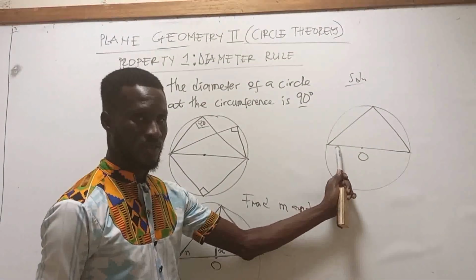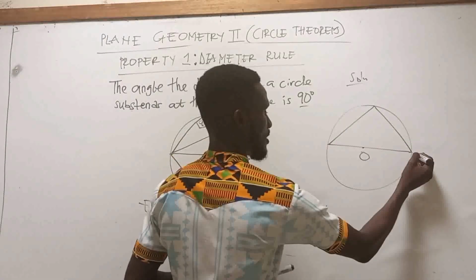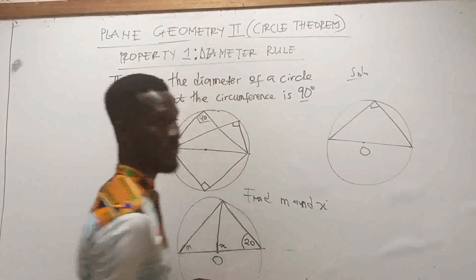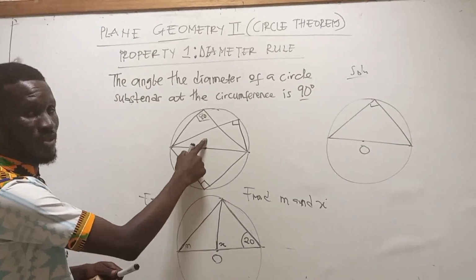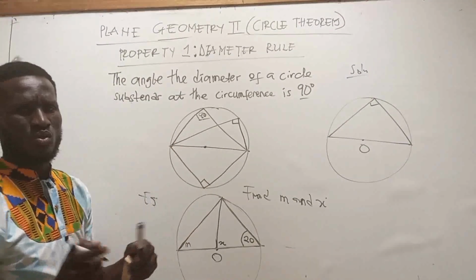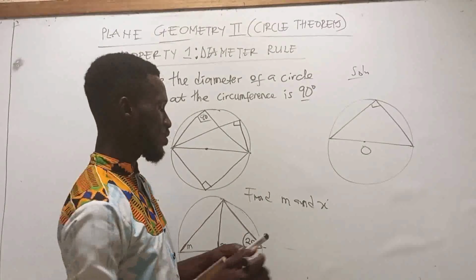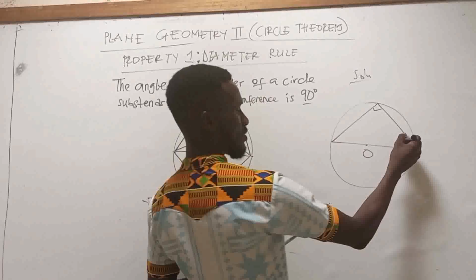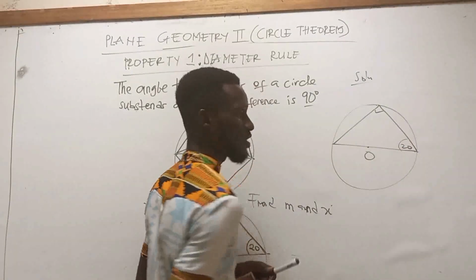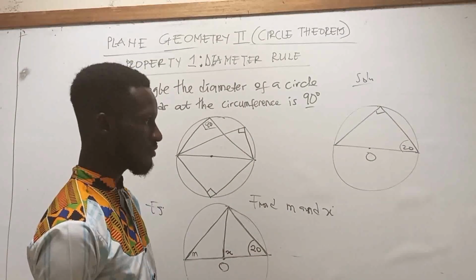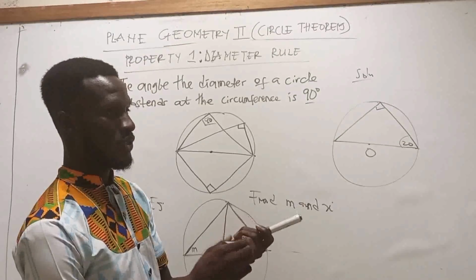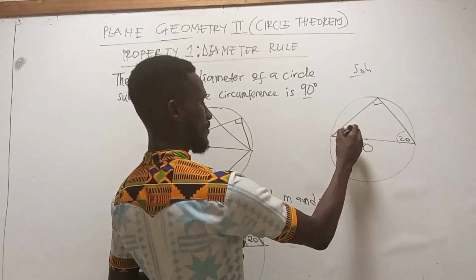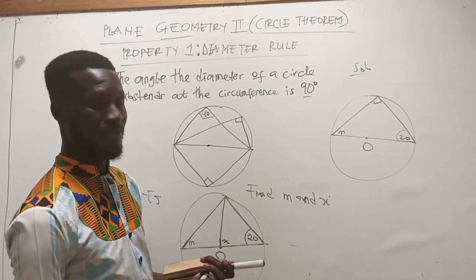If you look at this one, this is the diameter. The diameter is forming an angle here. So this angle is 90 degrees per our first property, right? But they just want to confuse you. So they intentionally brought this particular angle. But here was given to be what? Here was given to be 20. It means that automatically we can get the value of M.